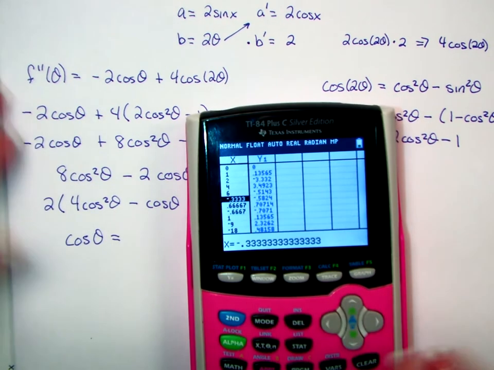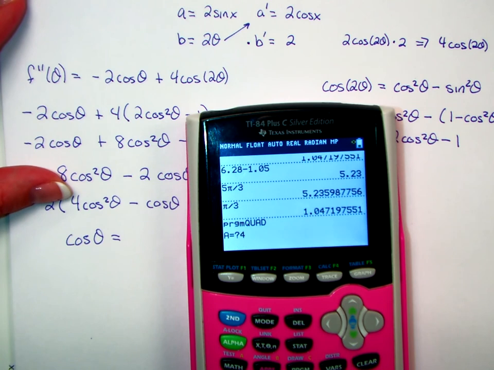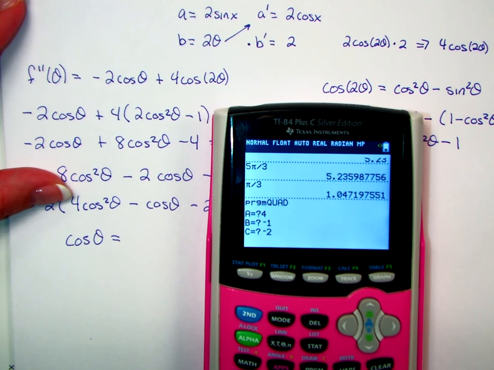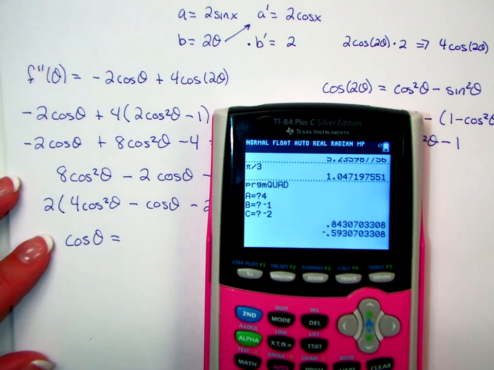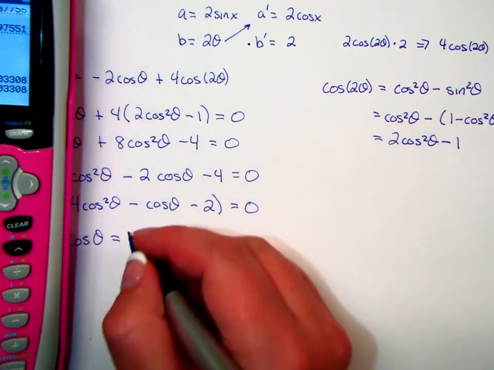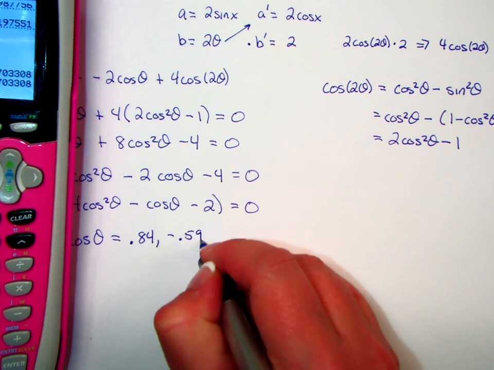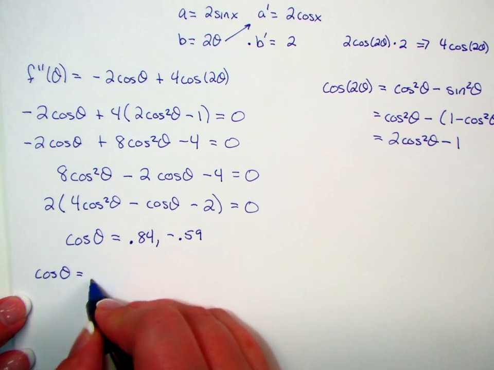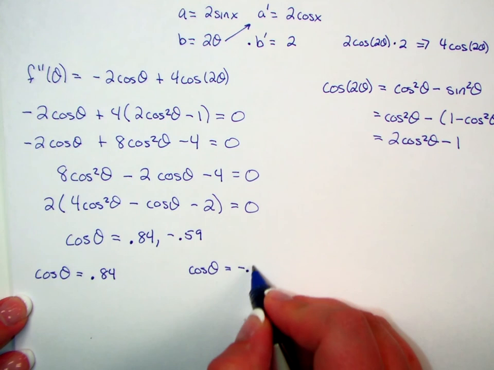So here we go. You guys should have this too, right? Program, quad. My A is 4, my B is -1, and my C is -2, and I get 0.843 and -0.593. So just rounding to 2 decimal places, I'm going to use 0.84 and -0.59. Okay, so cosine theta equals 0.84 and cosine theta equals -0.59.